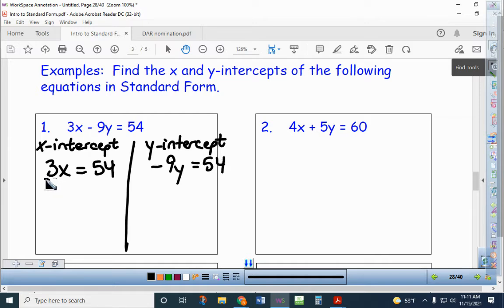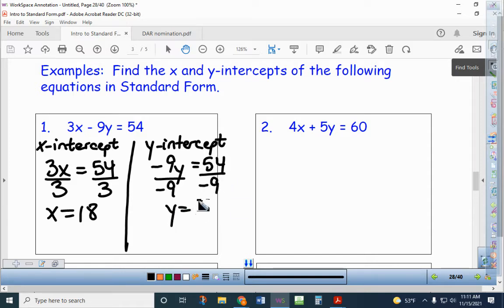And then when you solve these, we get x equals 18. And our y-intercept is going to be negative 6. And we're going to write them as an ordered pair. It would be (18, 0) and (0, -6).